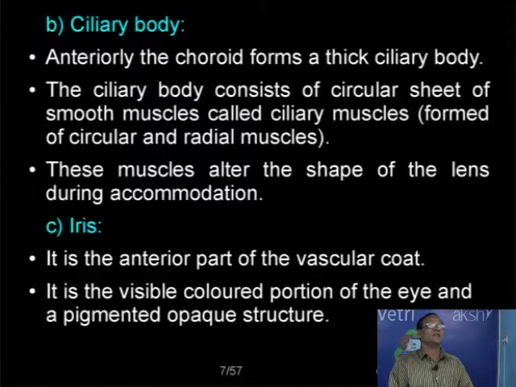The contraction and relaxation of these muscles are responsible for changing the shape of the lens, because the lens is suspended from the ciliary body or the ciliary muscles by means of ligaments.